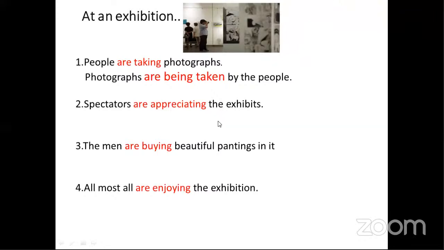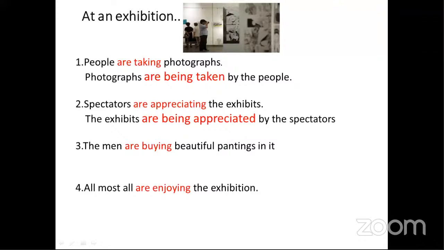How are you going to do the next one? Spectators are appreciating the exhibits, right? So what's the answer? How are you going to convert this into passive? Spectators are appreciating the exhibits. Now the exhibits is the object here, and spectators, the subject, are appreciating the verb. The exhibits is the object, right? The object is coming front as the subject, then the exhibits.